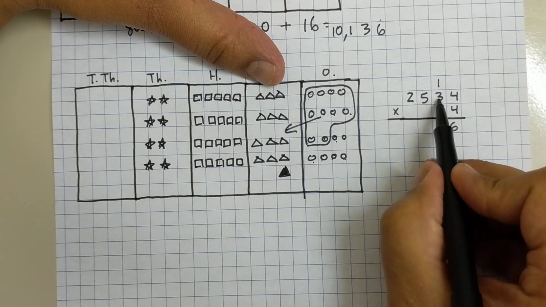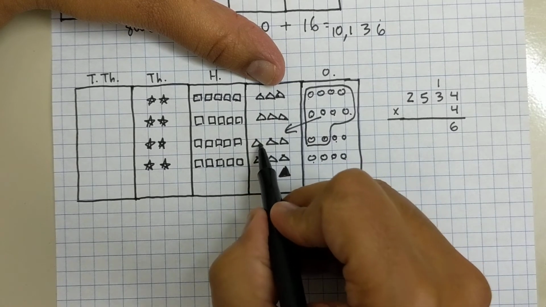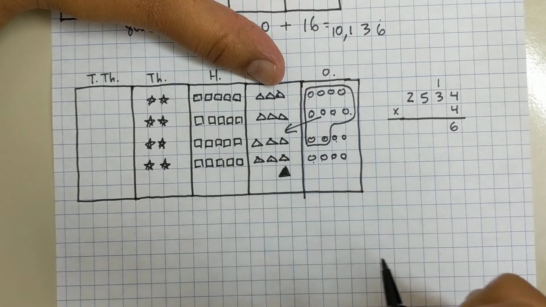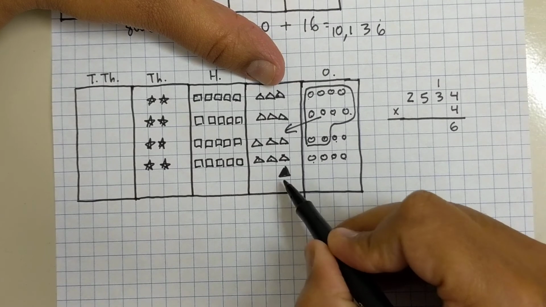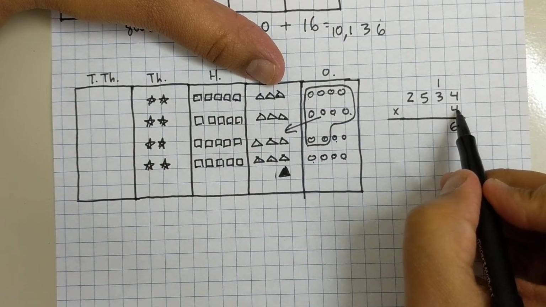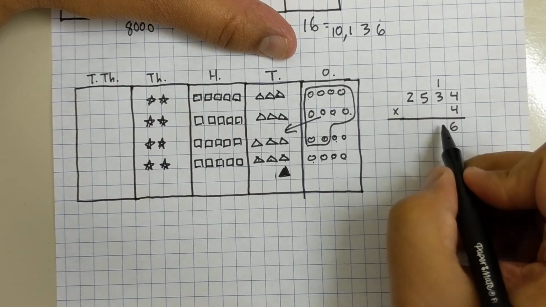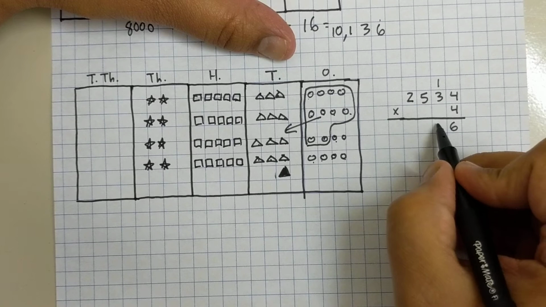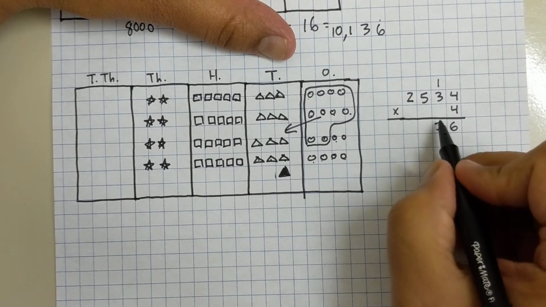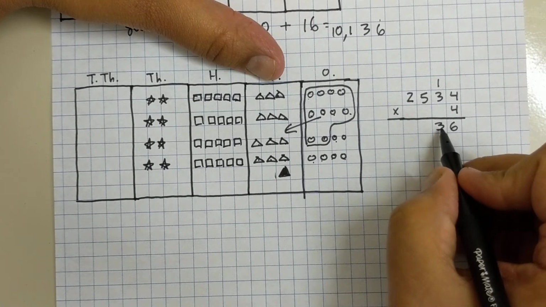Now I've got 4 groups of 3 tens. 1, 2, 3, 4, 5, 6, 7, 8, 9, 10, 11, 12 tens. And then I've got one more that I regrouped, which gives me 13. Just like the regular way of doing 4 times 3 is 12, plus 1 is 13. Again, I want to write down that 13, but I can't write down 2 digits, so I write down just the 3, take away 10 from that, so I've got 3 left.